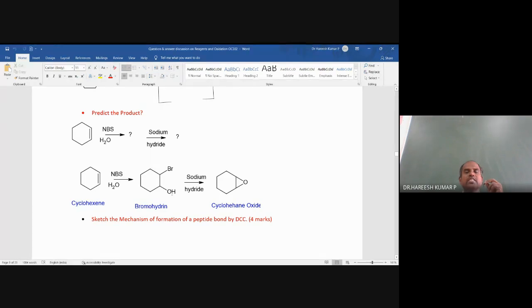This obtained bromohydrin, when it is treated with sodium hydride, a strong base, what will it do? It will capture this proton. H2 gas is the byproduct. Once there is a capture of this proton, O is converted into an anion. That anion reacts with this carbon and Br will go out. So that is how cyclohexene oxide is formed. So this is about how the bromohydrin is formed and how the epoxide is formed.